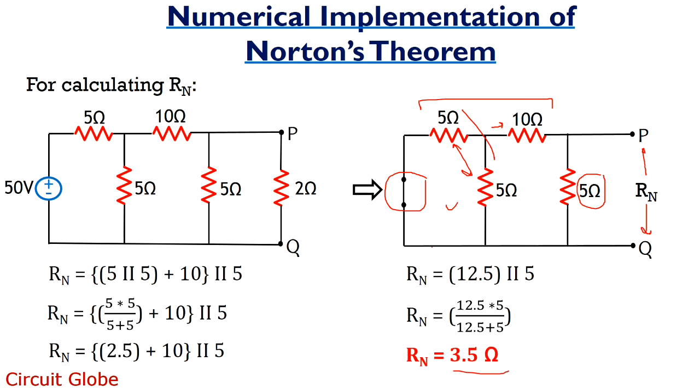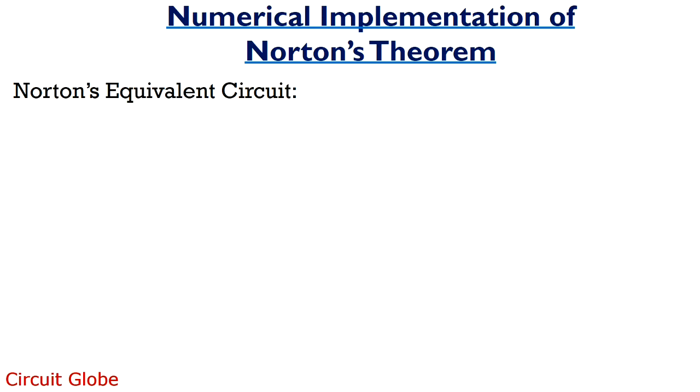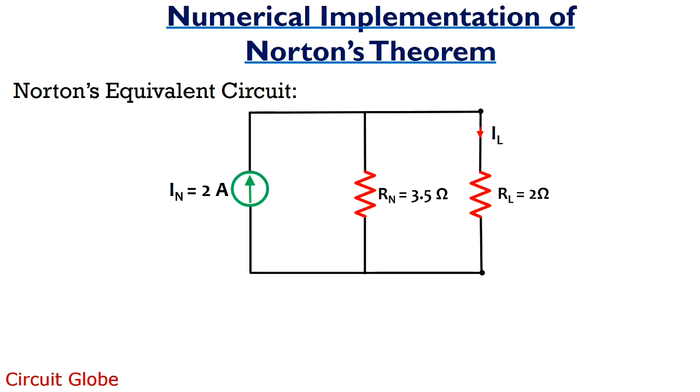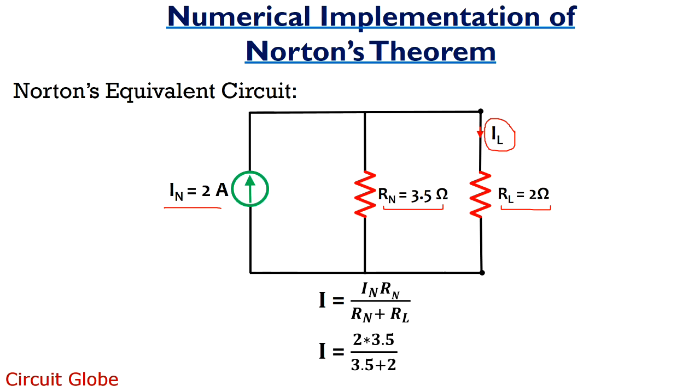Now as we have got the values of IN and RN, let's proceed and draw Norton's equivalent circuit. Here IN represents the Norton equivalent current, which is 2 ampere. RN is Norton's equivalent resistance, whose value is determined as 3.5 ohms, and RL is the load terminal resistance, which is 2 ohms. As we have to determine the current flowing through the load terminal, we apply the formula I equals IN times RN upon RN plus RL. On substituting the values, we get the value of I as 1.27 amperes.